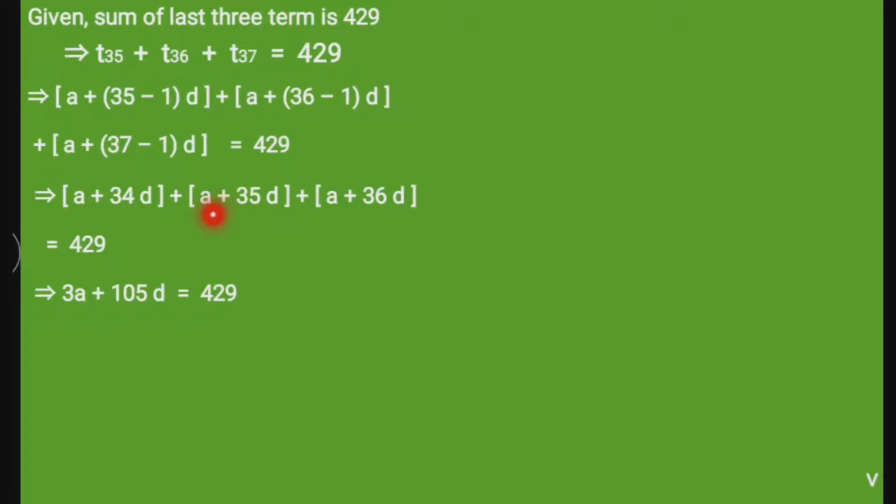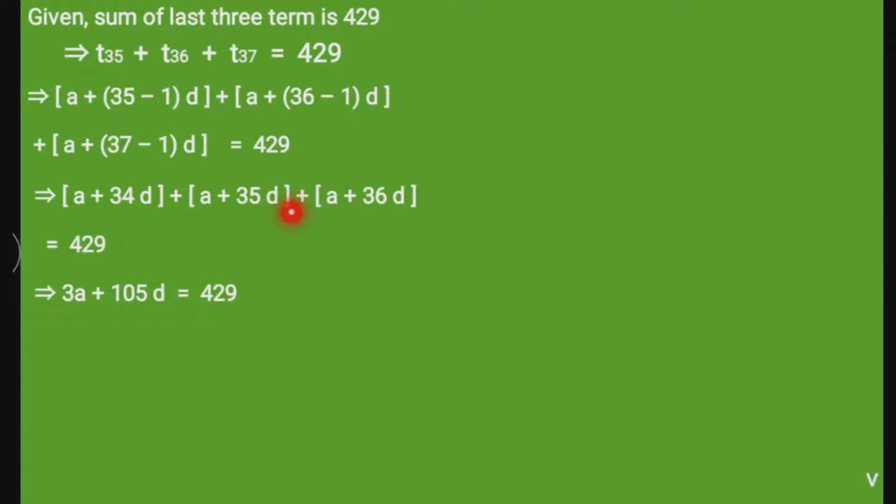So we write in second bracket A plus 35D. In third bracket 37 minus 1 we get 36. So 36 into D we write in third bracket A plus 36D. Again right hand side as it is 429. So we again add the first term from each bracket.